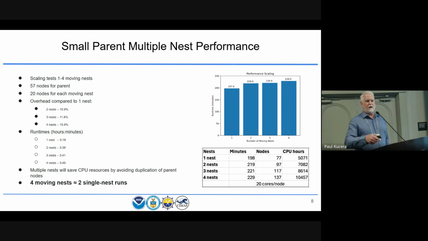I won't go through all the numbers, but the gist of this is 4 moving nests inside that parent is about the same amount of CPU resource as 2 single nest runs separately. So it's another way to save some resource and fit more storms in.